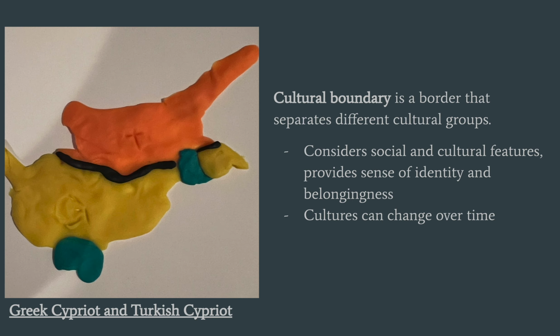Next is the cultural boundary, which basically separates different cultural groups based on their language or religion or other parts. A great example is the Green Line in Cyprus. We can see that the black border over here separates the north, which are primarily the Turkish Cypriot, and the south, which is the Greek Cypriot, and this reflects the historical divisions and conflicts.